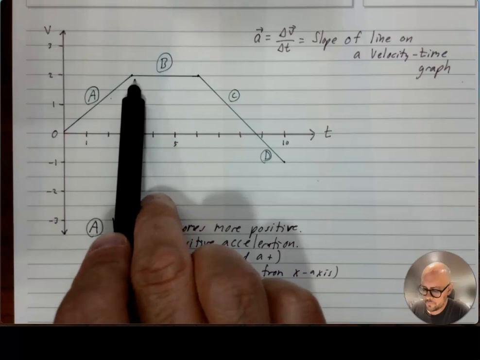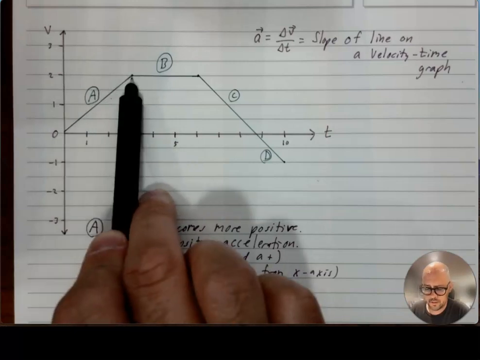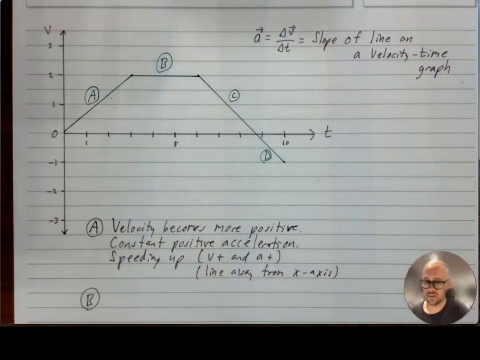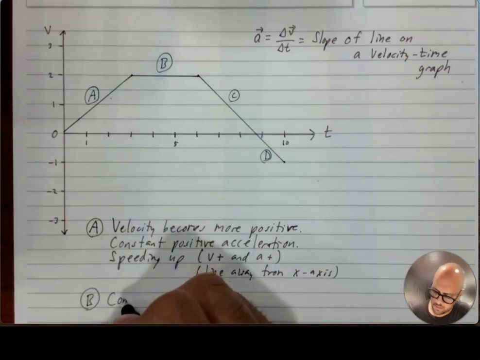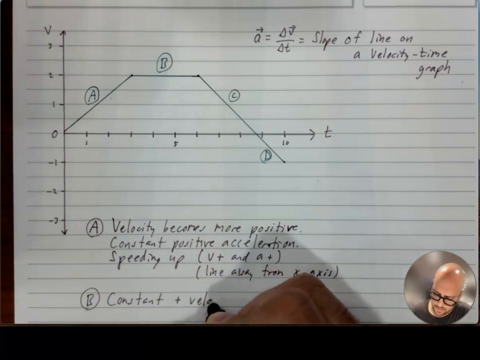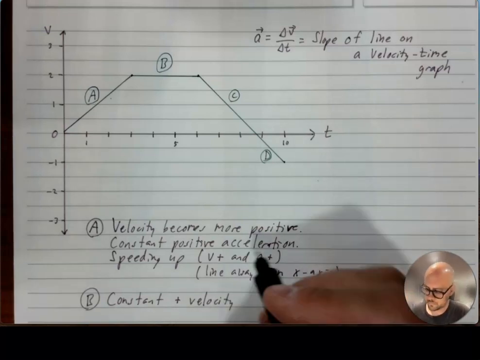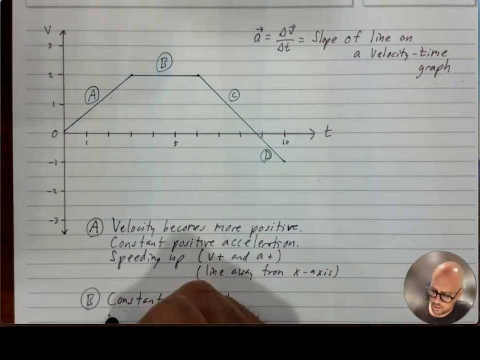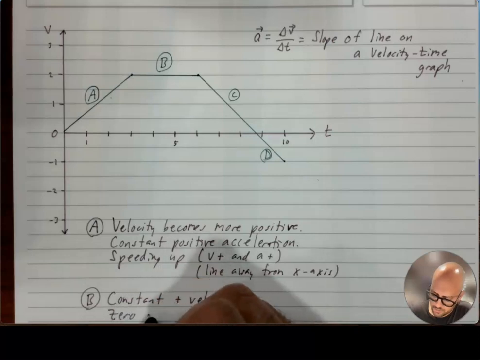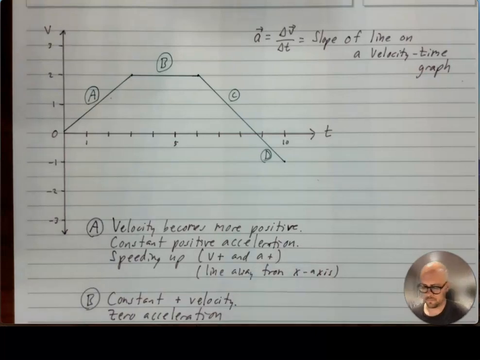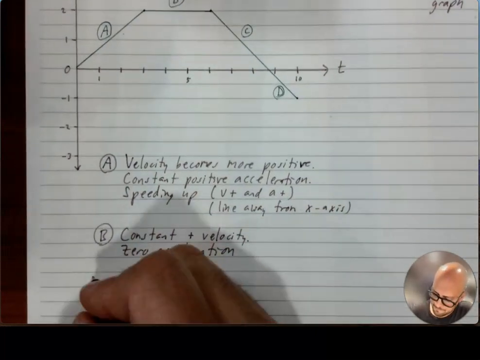Segment B, the velocity is 2 meters per second for 3 more seconds. So this one's a little bit easier. This is constant positive velocity. And so that means the velocity has stayed the same for that time interval. If the velocity hasn't changed, then there has been 0 acceleration. Okay, moving on to segment C.